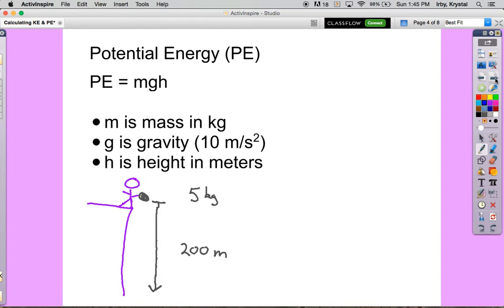First, I have a person with a rock at the top of a cliff, and the mass of their rock is 5 kilograms, and the cliff height is 200 meters. So we just fill in the equation, potential energy equals a mass of 5 kilograms times the acceleration due to gravity, 10 meters per second squared, times a height of 200 meters. So I've got my 5 times 10 times 200 gives me a potential energy of 10,000 joules. It's that straightforward.